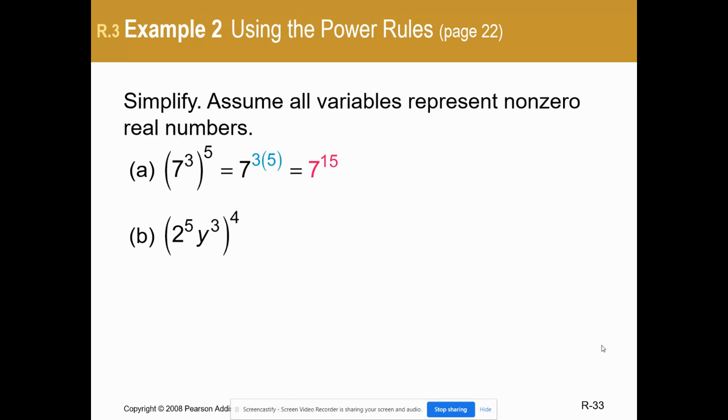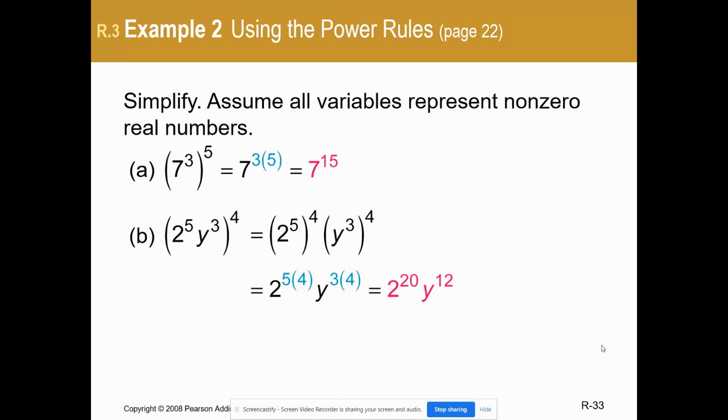For part B, again, I can think of distributing that 4 to each item inside the parentheses, which again, is not really distribution, but it's a useful idea. But I also can think of it as having 4 2 to the 5ths times 4 y to the 3rds. So now I have 2 to the 20th times y to the 12th. Because 2 to the 20th is such a big number, there's no need to simplify that out. We'll just leave it 2 to the 20th.